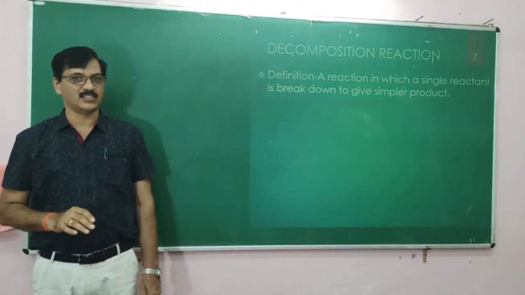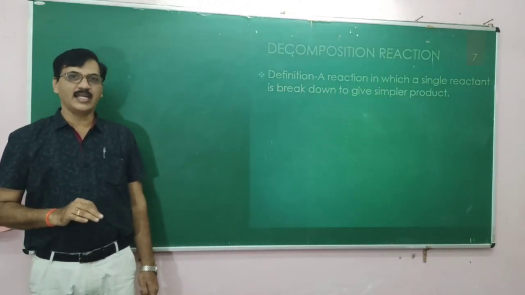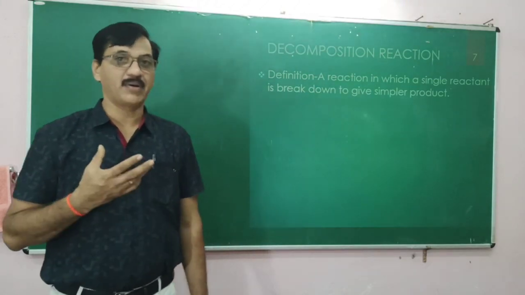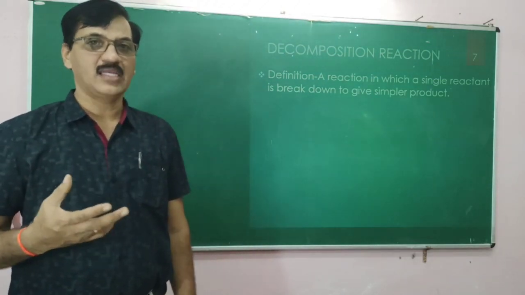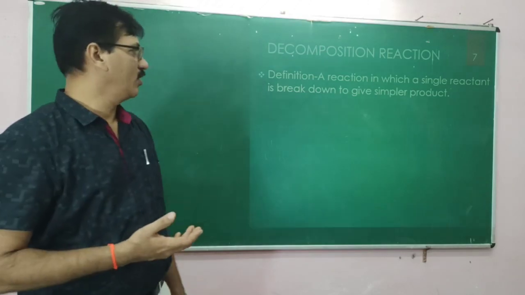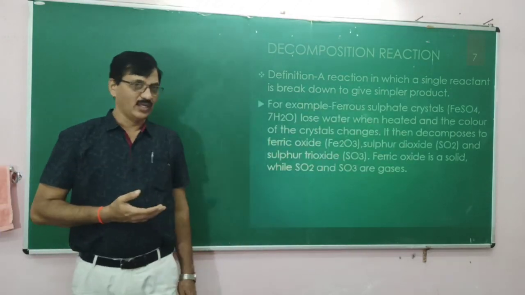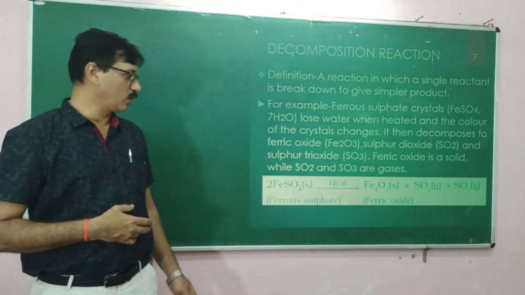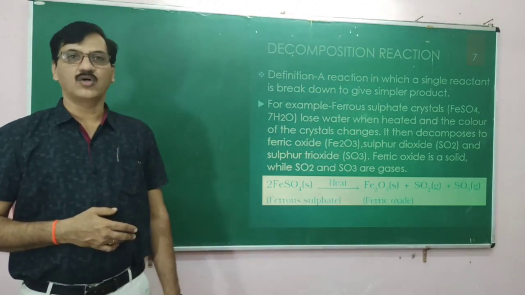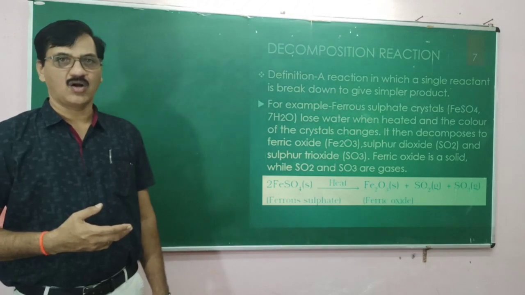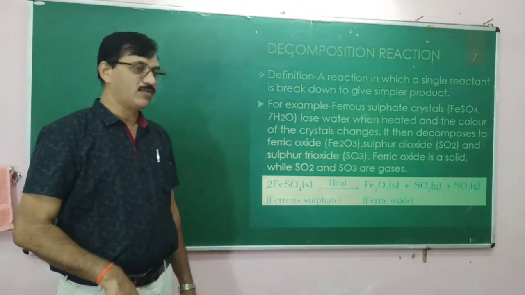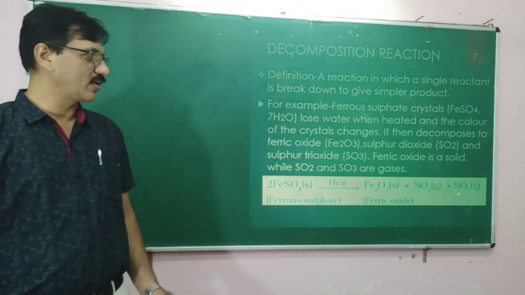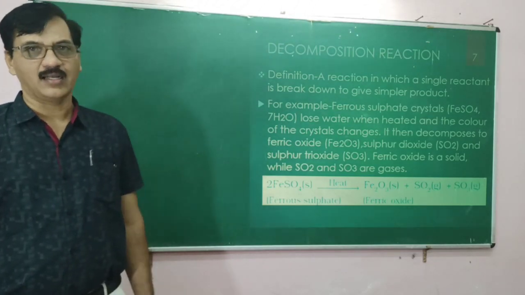Now, there is the decomposition reaction. The second type of reaction is the decomposition reaction. In a decomposition reaction, one single reactant will break to give many products, two or more products. So here is an example of ferrous sulfate. Ferrous sulfate, when it undergoes decomposition upon heating, will produce two gases, sulfur dioxide and sulfur trioxide. Two gases are being formed.